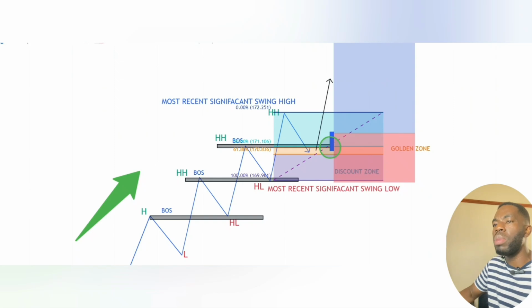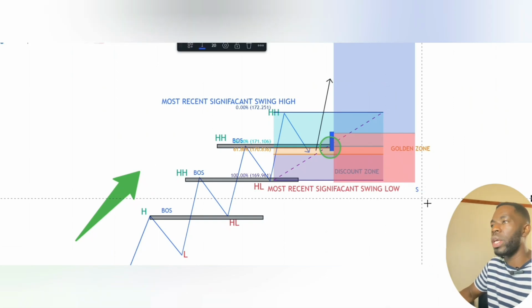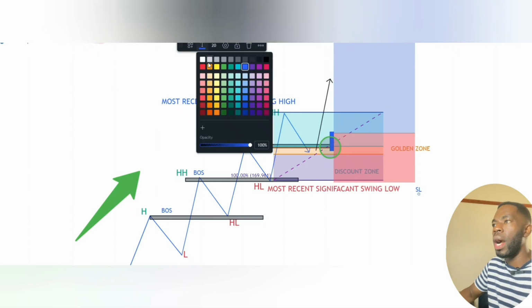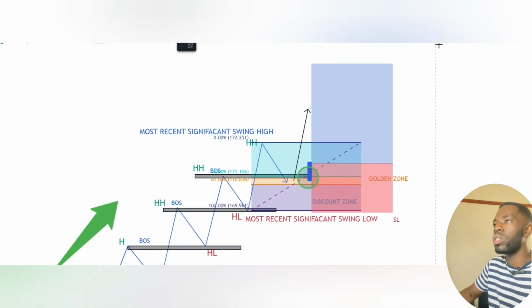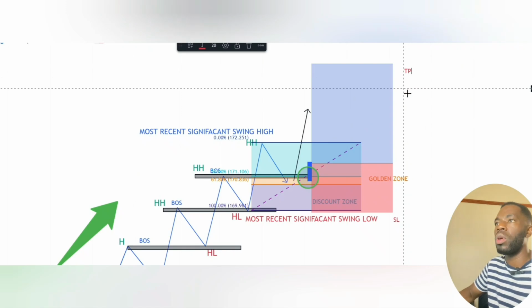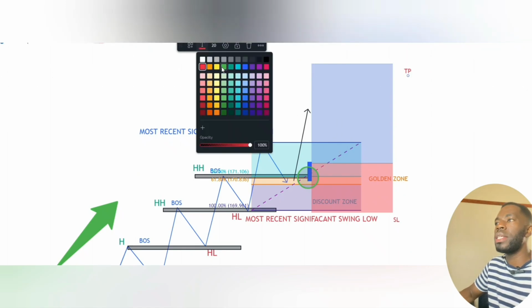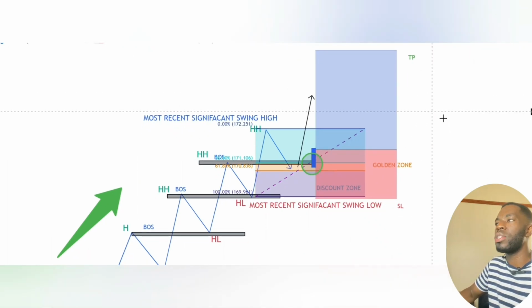Your stop loss just below the discount zone there, and your take profit over there. You target a 1 to 2 risk to reward ratio over there. So this is how to trade these strategies.